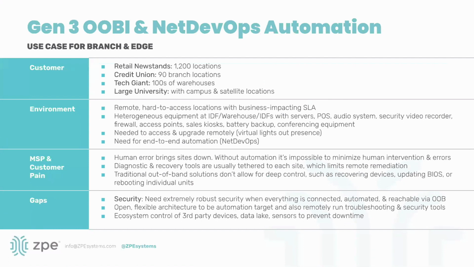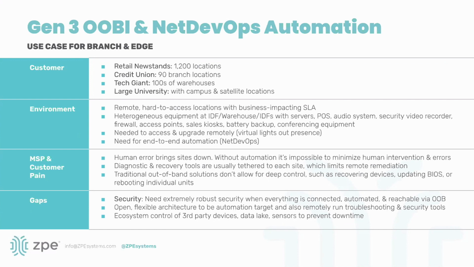Now, I'm going to show what that looks like using some of the customer deployments. The customers that we've selected here, just to give some diversity: retail customer with 1,200 locations, a credit union with 90 branches and a lean IT staff, a tech giant, hundreds of warehouses that obviously need to be operational 24/7, and a university campus, right? They all have environmental commonality.